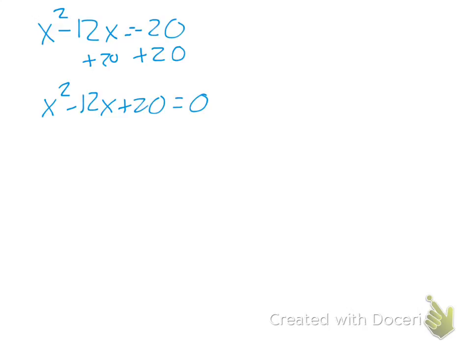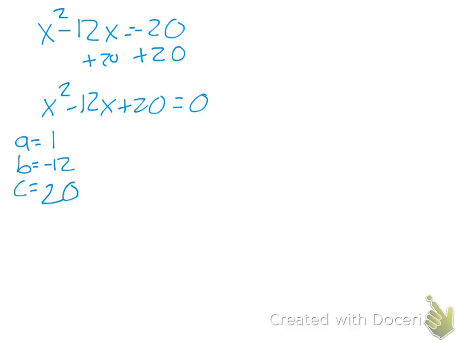Okay. Now, I want to use the quadratic formula. So what I'm going to do is I am going to list A, B, and C. A, the coefficient on x squared, is 1. There's nothing there, so it has to be a 1 because it's 1 times it. Then we go to B, negative 12. And C, 20.